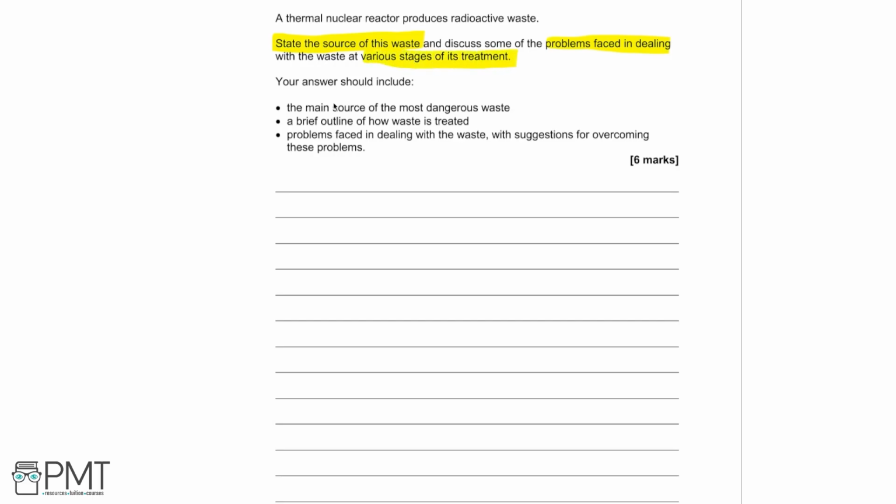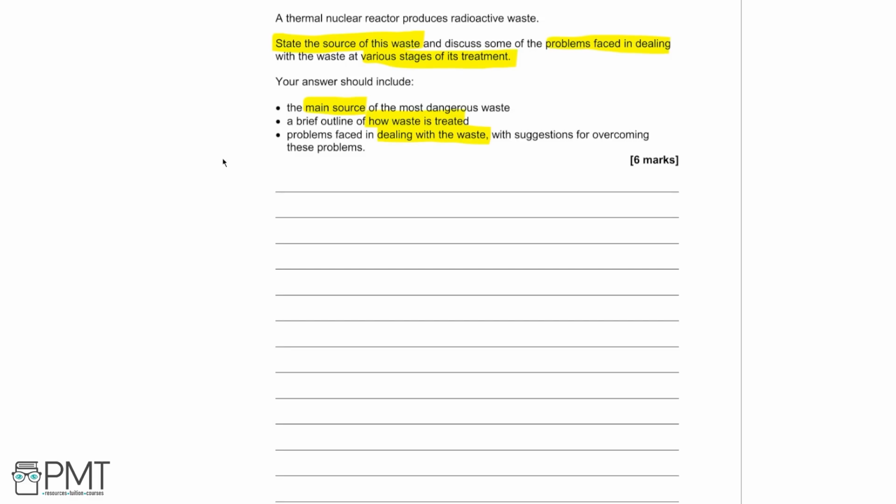Your answer should include the main source of the most dangerous waste, a brief outline of how the waste is treated, and the problems faced in dealing with the waste, with suggestions for overcoming these problems. Note that as a 6-mark question, this question will assess not only the subject knowledge provided, but also the layout of information. Therefore, it is important to organize the information in a logical way to gain all of the marks accessible.